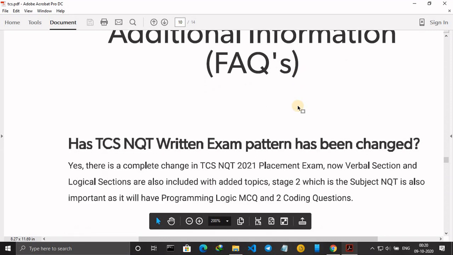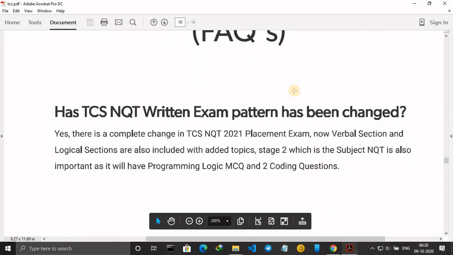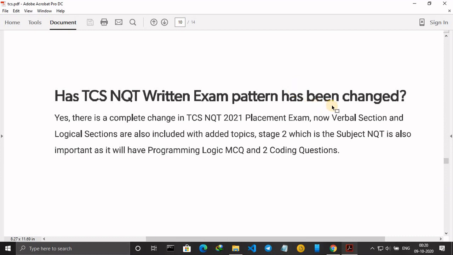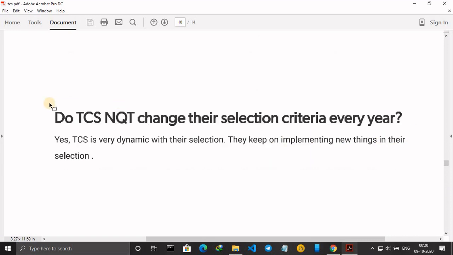Has the TCS NQT written exam pattern been changed? Yes, there is a complete change in the TCS NQT 2021 placement exam. Now verbal and logical sections are also included with added topics. Stage 2, which is the subject NQT, is also important as it will have programming logic MCQs and 2 coding questions. Does TCS NQT change its selection criteria every year? Yes, TCS is very dynamic with its selection. They keep on implementing new things in their selection.